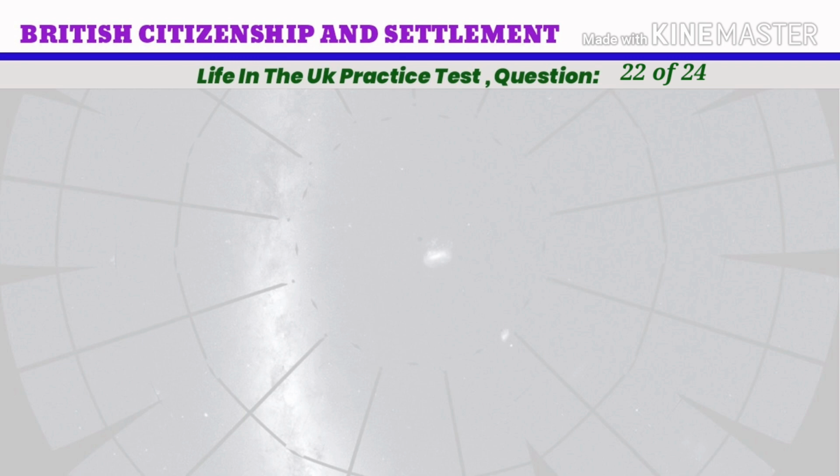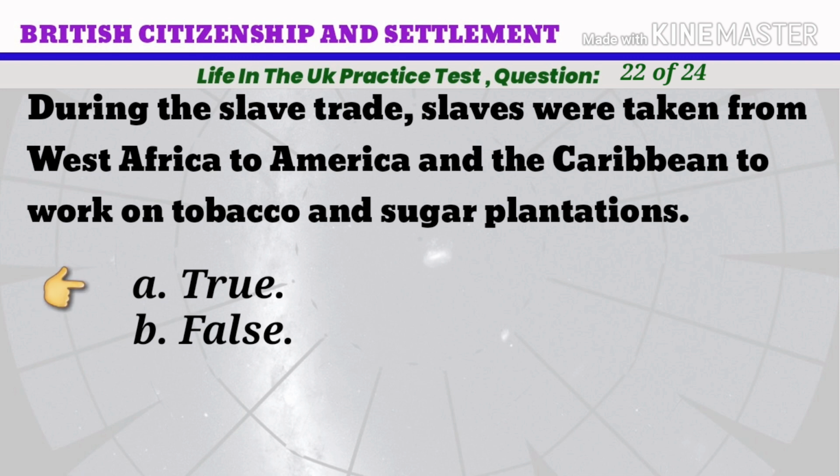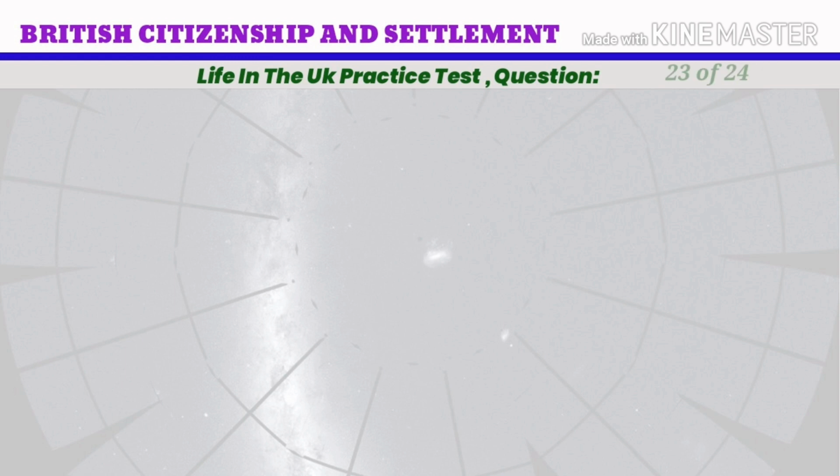Life in the UK practice test question 22 of 24. During the slave trade, slaves were taken from West Africa to America and the Caribbean to work on tobacco and sugar plantations. A. True. B. False. And the correct answer is A. True.